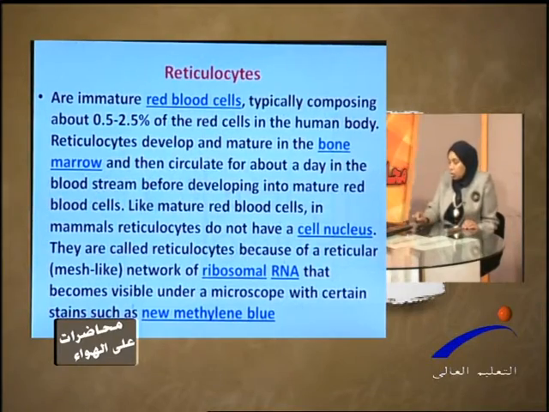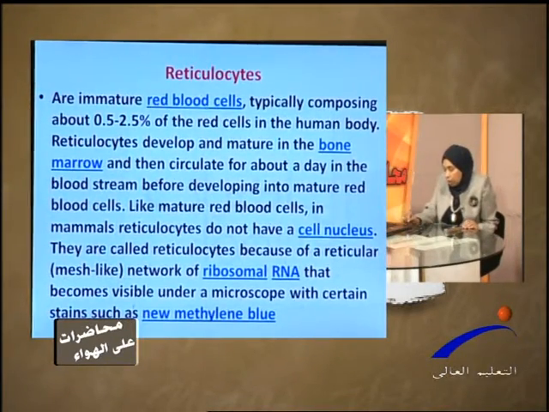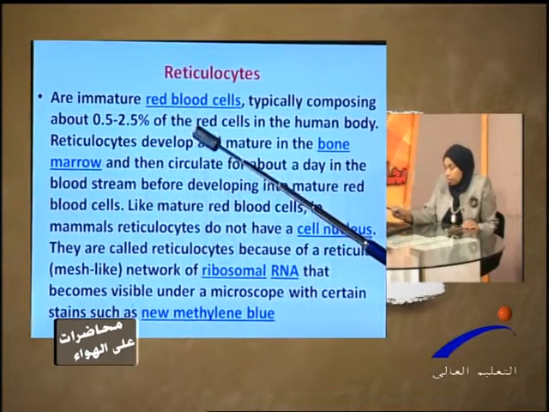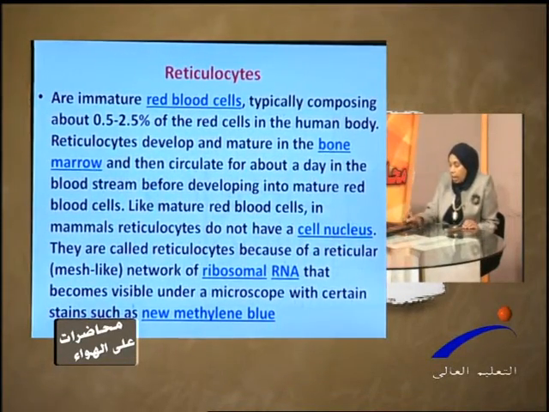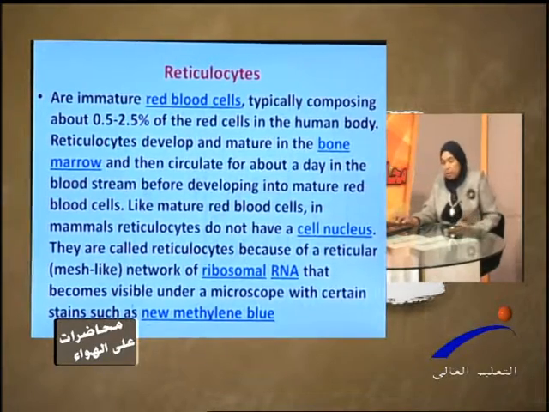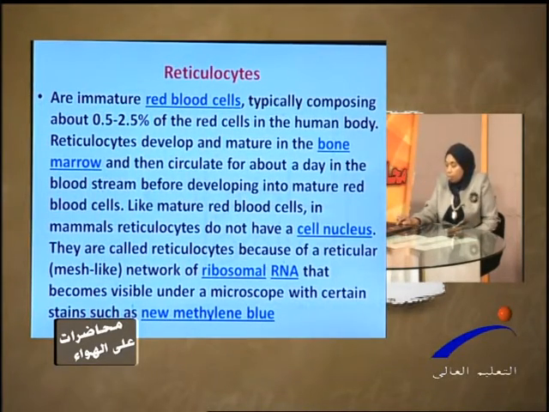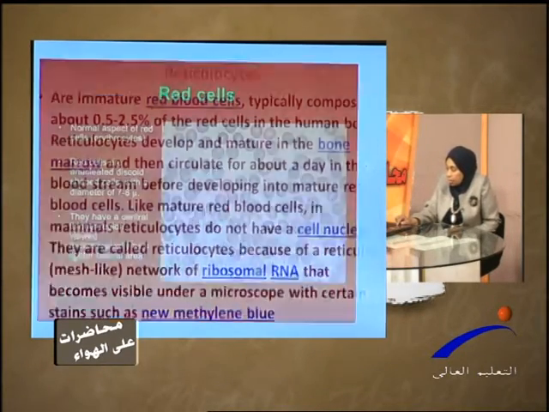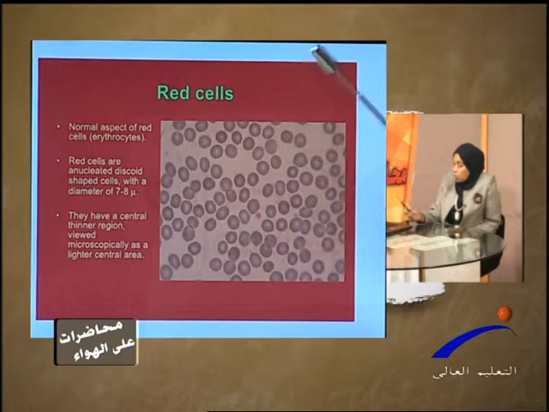So, as I mentioned, reticulocytes are immature RBCs present normally at 0.5 to 2.5% of red blood cells, and they are not stained with normal stain. They are stained by supravital stain like new methylene blue or brilliant cresyl blue. This is the mature red blood cell.